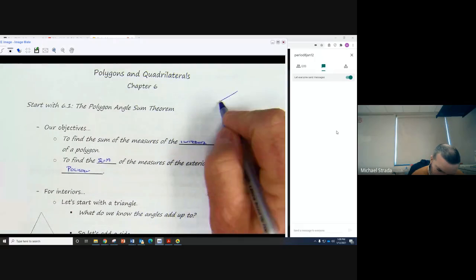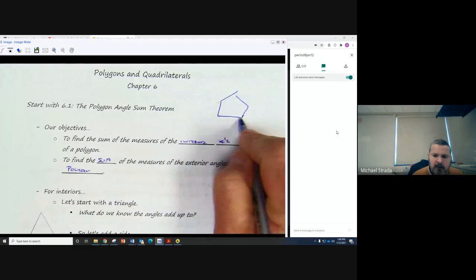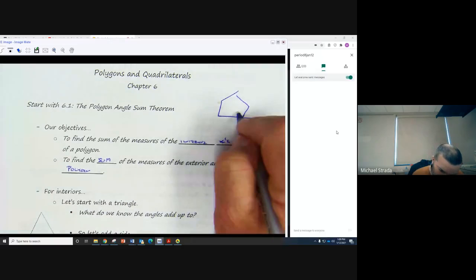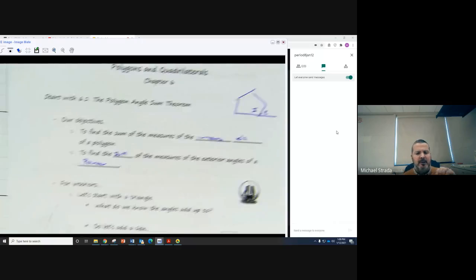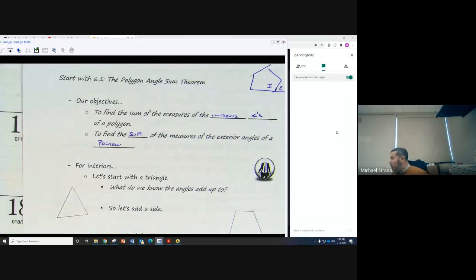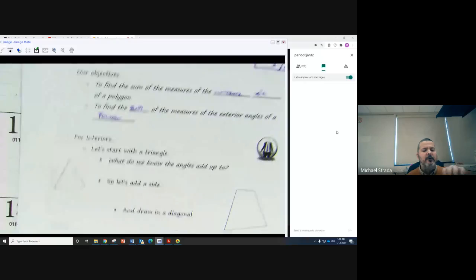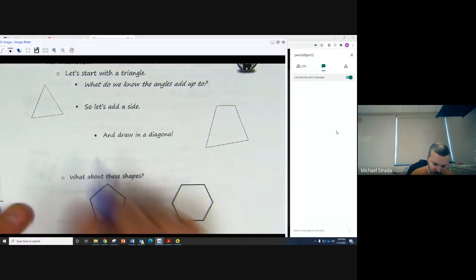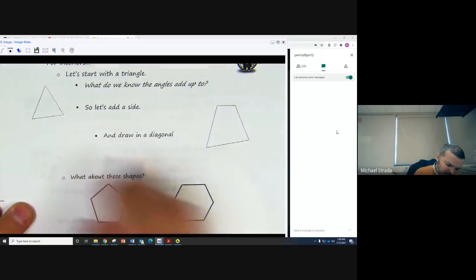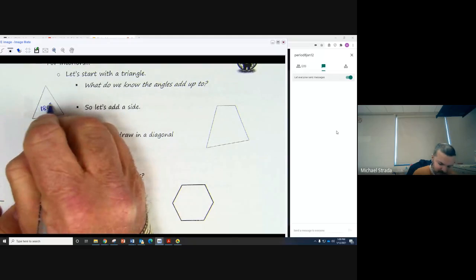So basically, when we're looking at a polygon, whatever it is, that's the interior regular angle, and the exterior is the one that forms the linear pair. Now there are special properties that we will discuss with these. We'll start with the interiors. We'll start with a triangle, which is right here. We know the angles add up to 180 degrees.